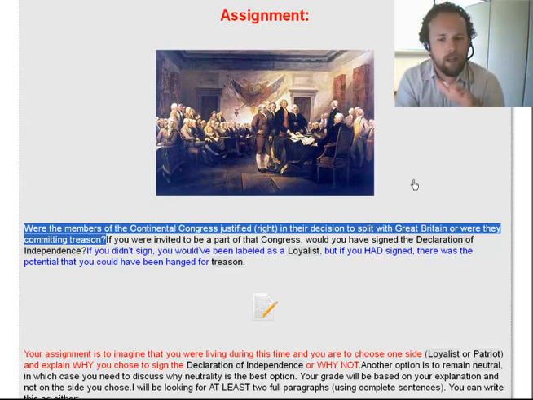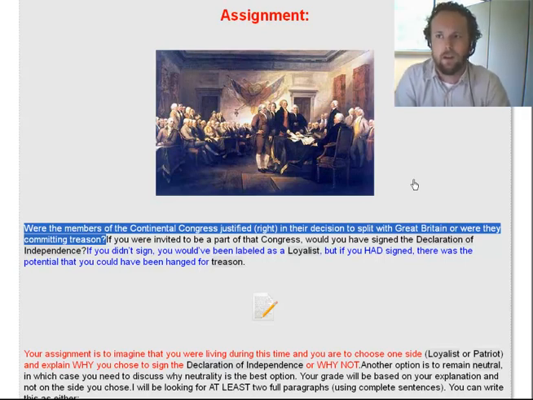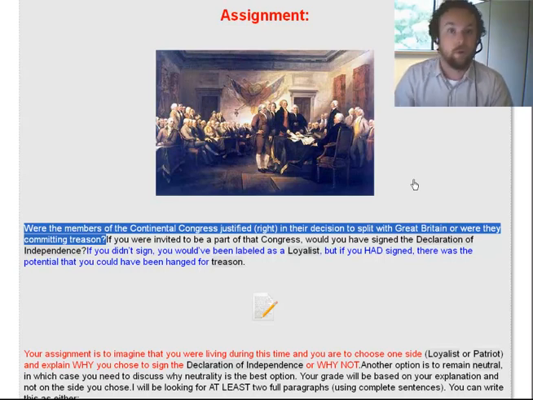Imagine that you had been invited to be a part of the Continental Congress, and you're sitting there on July 2nd when the Declaration of Independence is read for the first time, and then sitting there on July 4th, would you have signed the Declaration of Independence? If you didn't sign, then you'd be labeled as a loyalist. But if you did sign, then there's the potential that you could be hanged for treason.